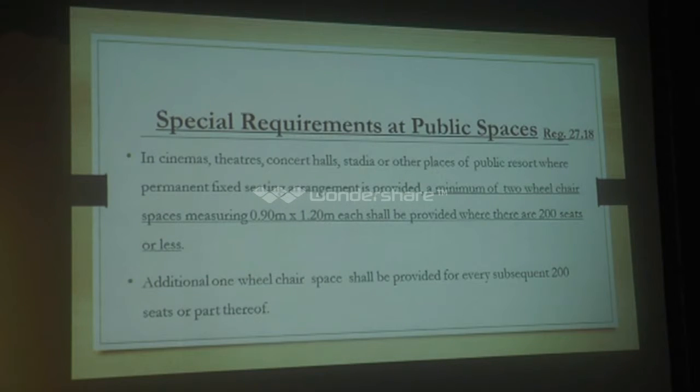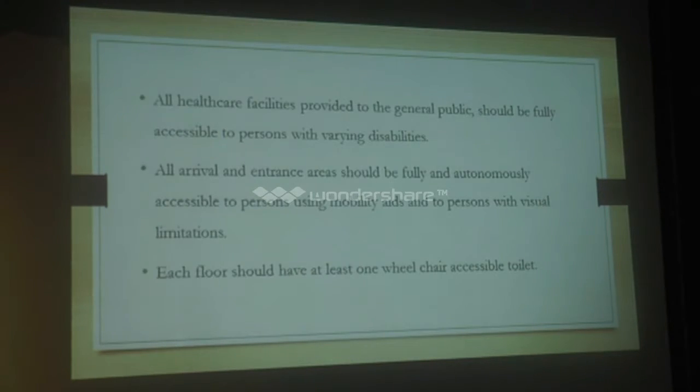seats or less. Probably we do not have such kind of arrangement here, you can see. An additional 1 wheelchair space shall be provided for every subsequent 200 seats or part thereof. All healthcare facilities provided to the general public should be fully accessible to persons with varying disability. All arrival and entrance areas should be fully and autonomously accessible to persons using mobility aids and to persons with a visual impairment. Each floor should have at least 1 wheelchair toilet facility.